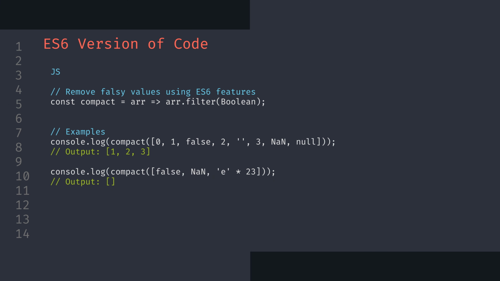This version of the code demonstrates the use of modern JavaScript features, like arrow functions. The logic remains the same, but the syntax is more concise and easier to read. With just one line of code, we can filter out all falsy values from an array.